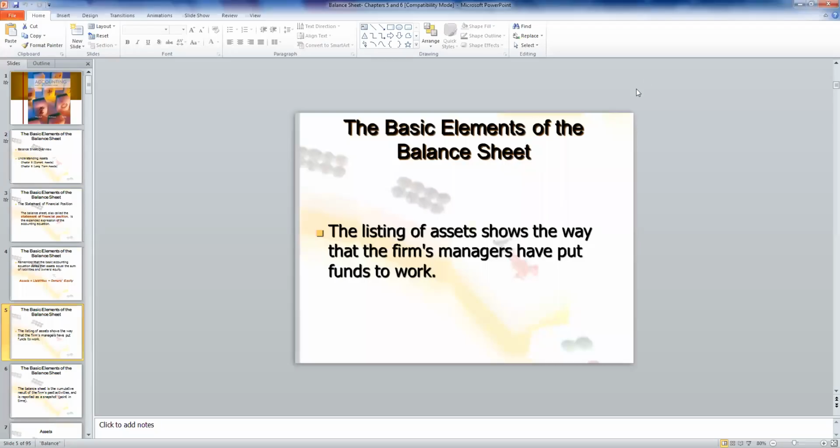So I'm going to talk about some key things about the balance sheet in general. Then we'll talk about the assets section, and we'll break it down between current assets and non-current assets.